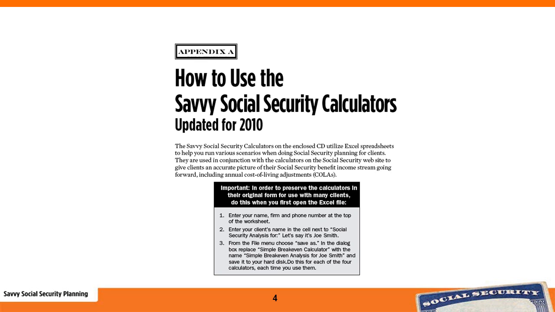Appendix A on page 163 of the Financial Advisor's Guide to Savvy Social Security Planning explains how to use the calculators. That document has also been posted on www.savvysocialsecurity.net under the Calculators tab. During this presentation, we'll go over the information in Appendix A and explain how to use the calculators. It may help you to read the appendix first or go over it after this presentation so you'll be sure not to miss anything. The numbers we'll be showing here may be different from those on your sample calculators, but the principles are the same.